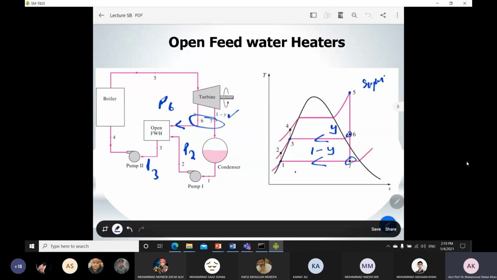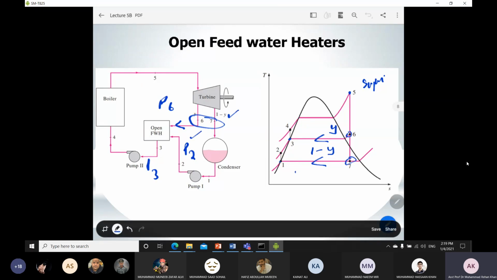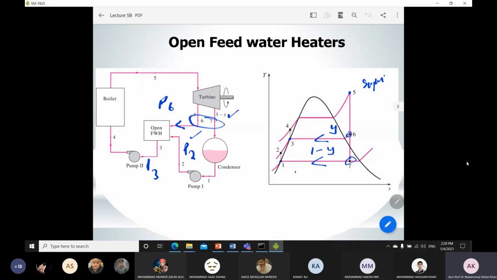For example, if we make the pressure at 2 higher, it means that some portion of your bled steam goes again towards your pump. So in order to make the flow go in the right direction, we have to make these pressures equal, which is already seen on the TS diagram also, that P6, point 3 and point 2 are all on the same pressure line.